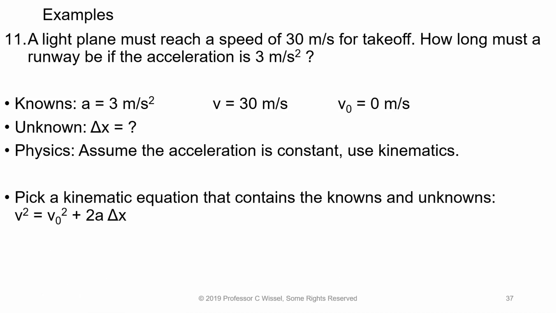Then we can use kinematics for this. We pick a kinematic equation that contains the knowns and unknowns. Okay, well, we know V naught. We know the acceleration. We want to know delta x. We have 30 meters per second for the final speed.